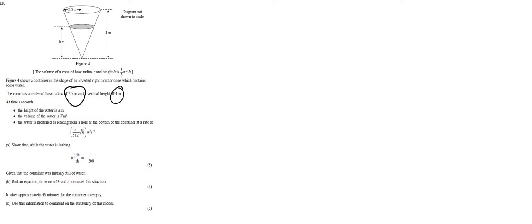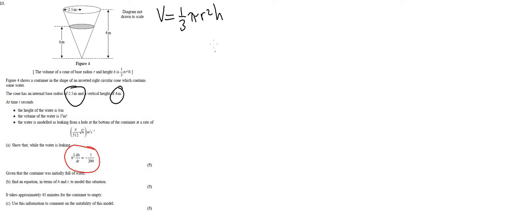The water is modelled as leaking from a hole at the bottom of the container at a rate of pi over 512 times the square root of h meters cubed per second. Right, so we've got to show that while the water is leaking, this is true. That's what we're going to try and prove. First thing, we know that volume is equal to 1/3 pi r squared h.